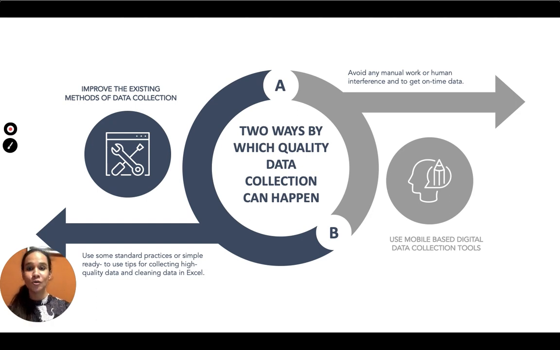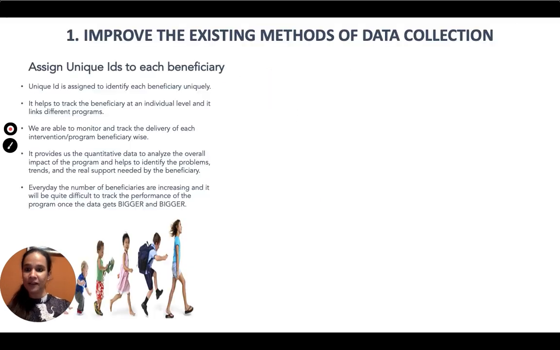Talking about solutions to actually improve how quality data collection can happen. So we can see it as two ways. One, if we are using pen and paper, then how do we improve or strengthen the existing methods of data collection? And the second, that we urge everyone, all organizations working in the development sector, is to start using mobile-based data collection tools. So let's jump right in.